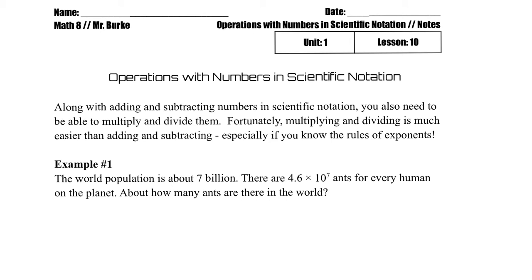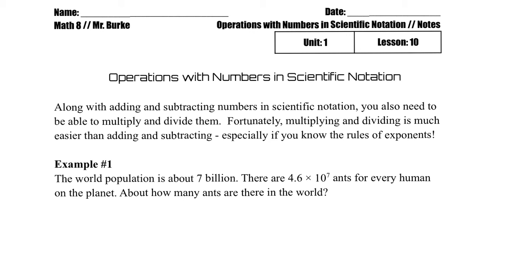The world population is about 7 billion. We're going to have to change that into scientific notation. There are 4.6 times 10 to the 7th ants for every human on the planet. About how many ants are there in the world? So in order to do that, we're going to take 7 billion people and multiply it by 4.6 times 10 to the 7th. That should give us the total number of ants. And of course, we are going to give our answer in scientific notation.